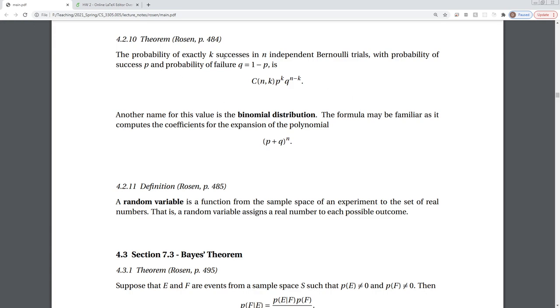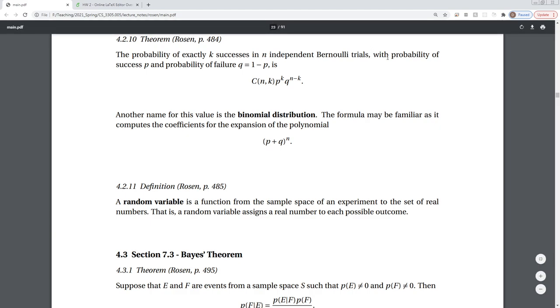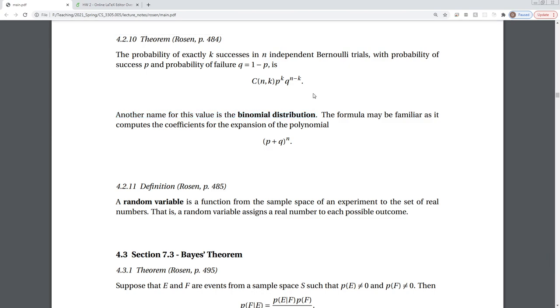Theorem. The probability of exactly K successes in N independent Bernoulli trials with probability of success P and probability of failure Q equals 1 minus P is equal to the combination of N choose K times P to the K times Q to the N minus K. And so this is the binomial distribution. So if you haven't seen it before, then let me show you.